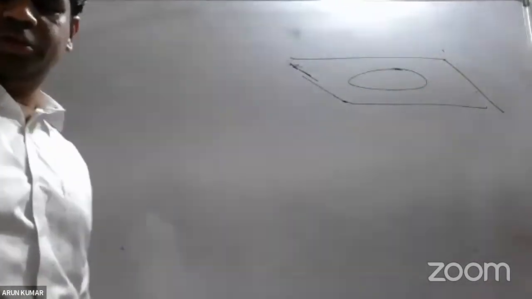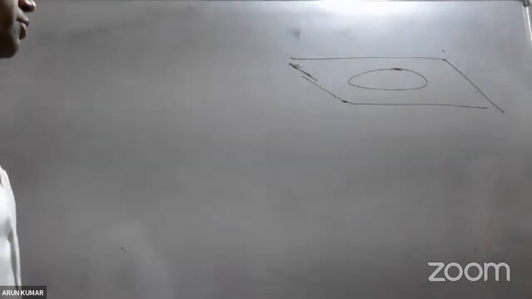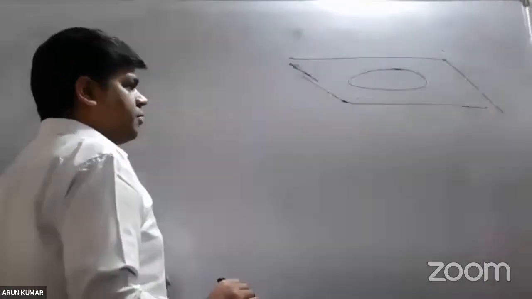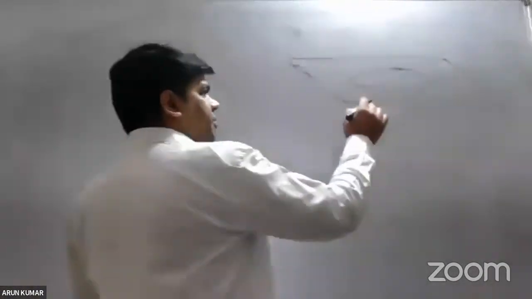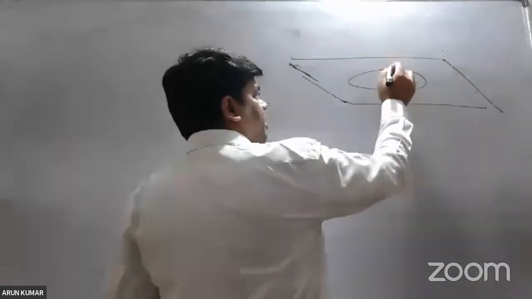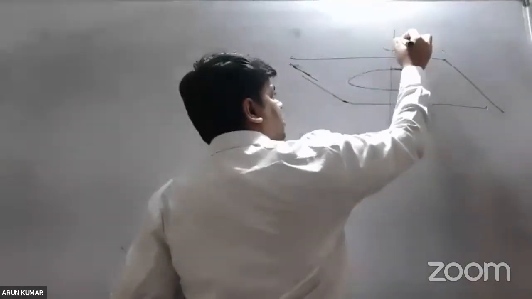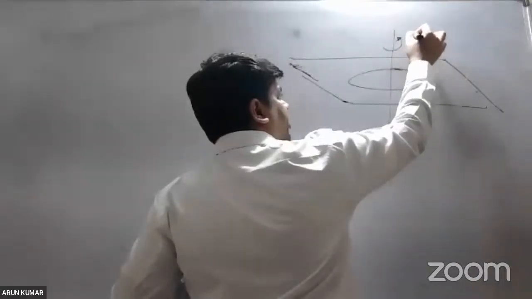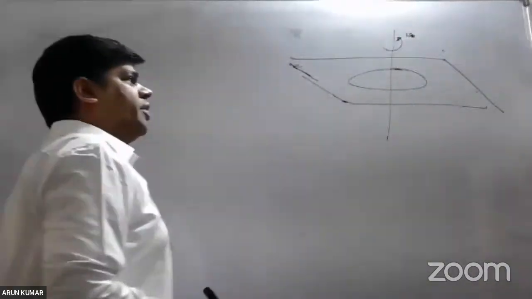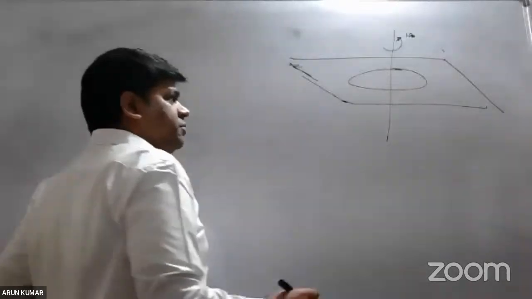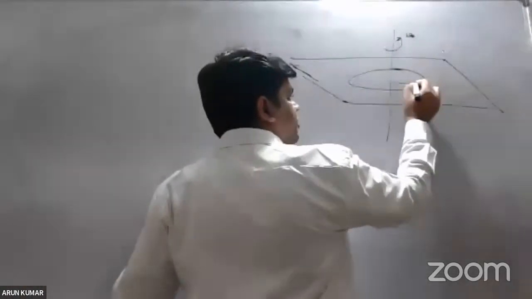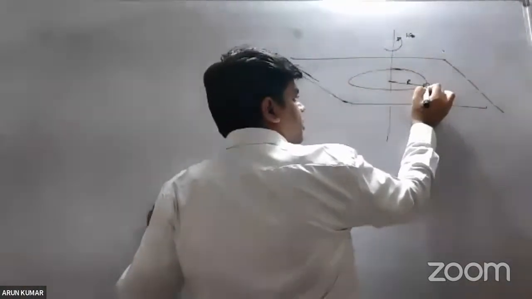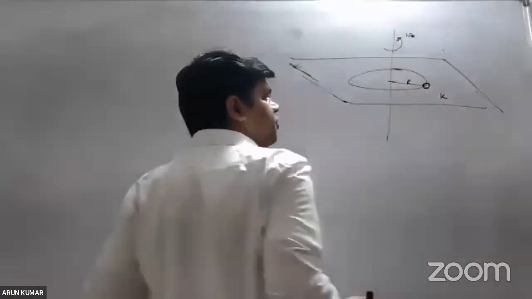Morning, everyone. Good morning, Omkar. All right. So what I want to say over here is, it's a horizontal table, and this table is rotating about the axis with the angular velocity omega. A block is kept at a distance of r. Coefficient of friction is mu.